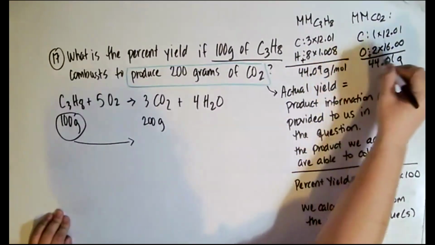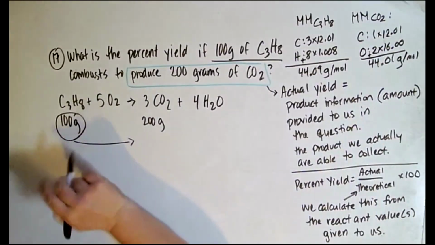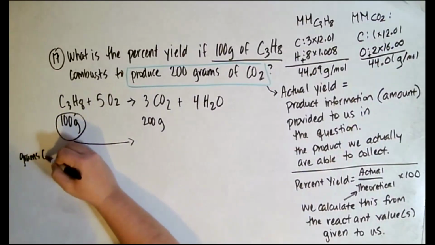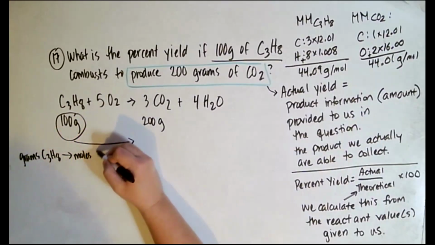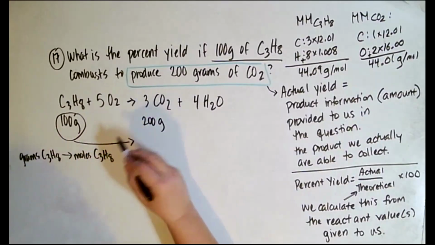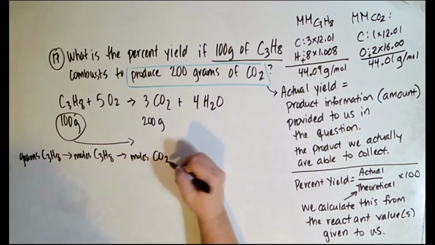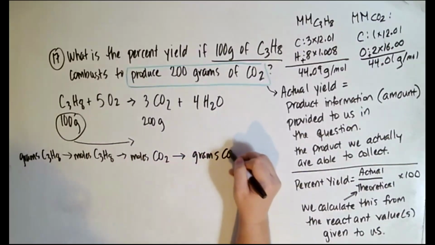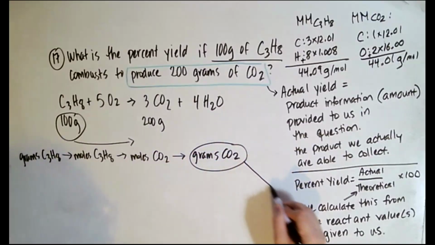Okay, so those are the molar masses that we're going to need for these calculations. So we're going to take our grams of C3H8 and convert it into moles of C3H8. Then we're going to use our balanced equation to convert it into moles of CO2 and then into grams of CO2. And this value here is going to be how we calculate our theoretical yield.